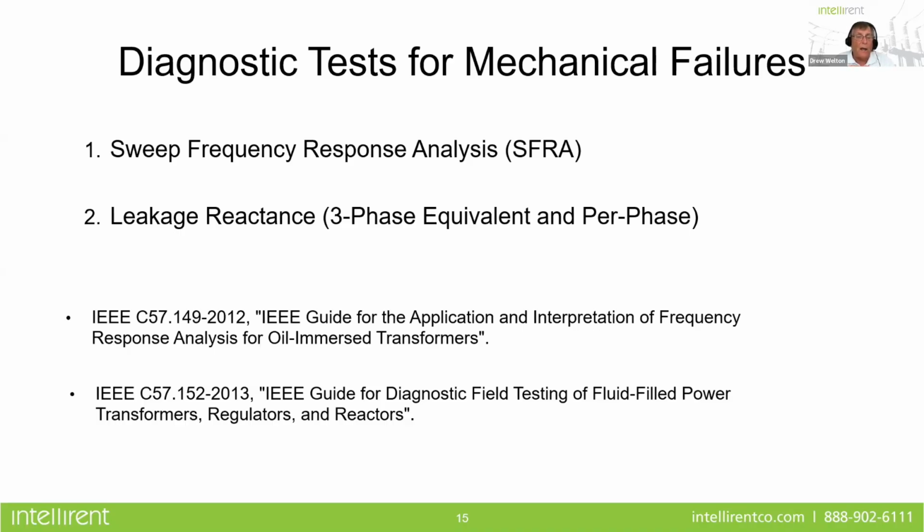Now, your IEEE guide, C57.149, is the guide for application and interpretation of SFRA, and that was in 2012. It's just getting ready to be released as a new revision, which includes much better information in terms of some of your complex transformers, things like zigzag transformers and whatnot.